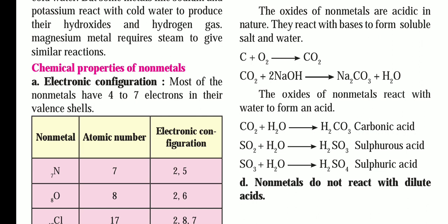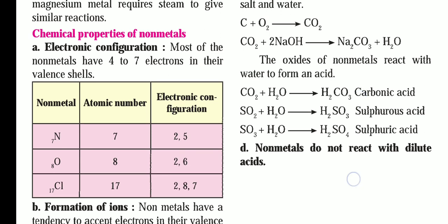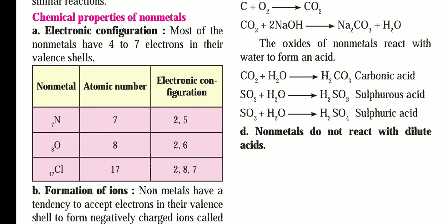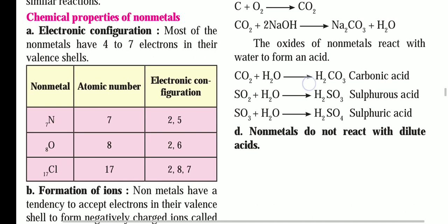Here, CO2 plus H2O forms H2CO3. The two oxygens of carbon dioxide and one oxygen of water combine and form carbonic acid, with H2. Similarly SO2, sulfur dioxide, with O from water forms SO3, in the sulfurous acid.